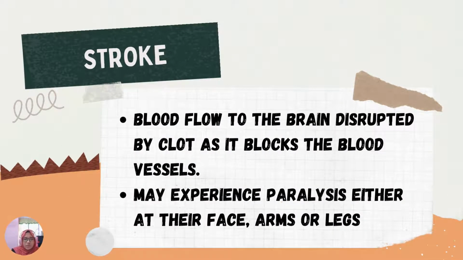Lastly is stroke. Stroke is caused when the blood flow to the brain is disrupted by a clot blocking the blood vessels. So the patient may experience paralysis in their face, arms, or legs.